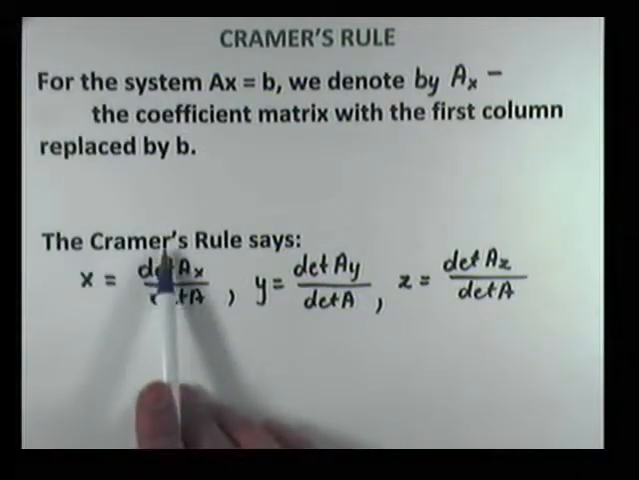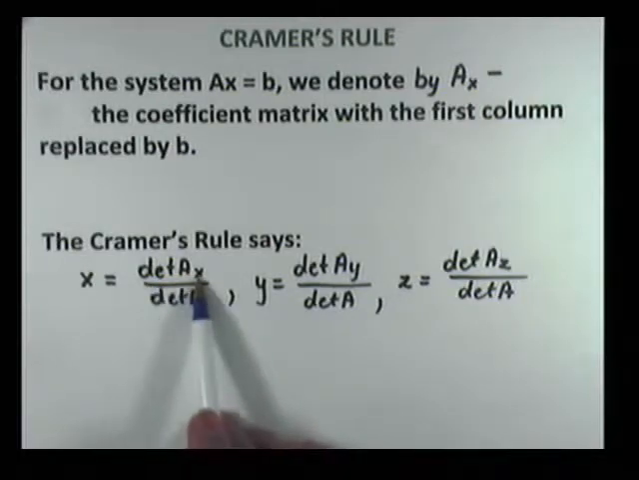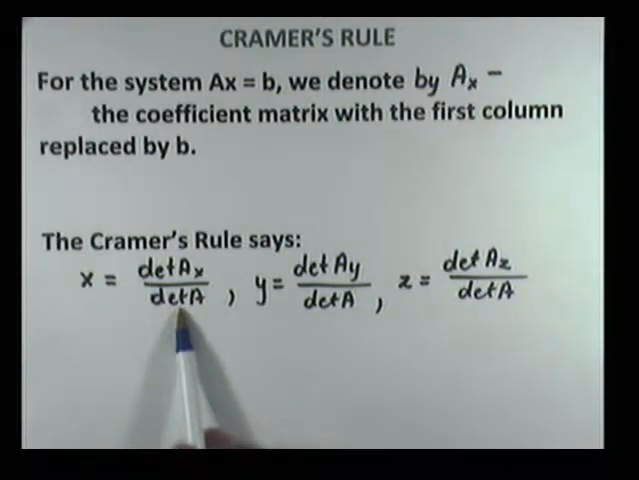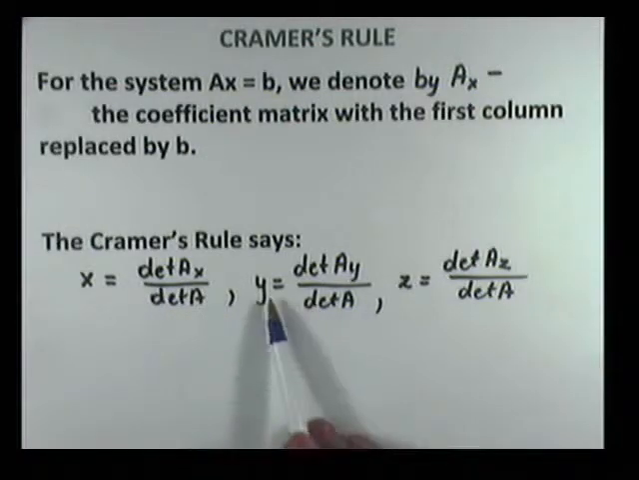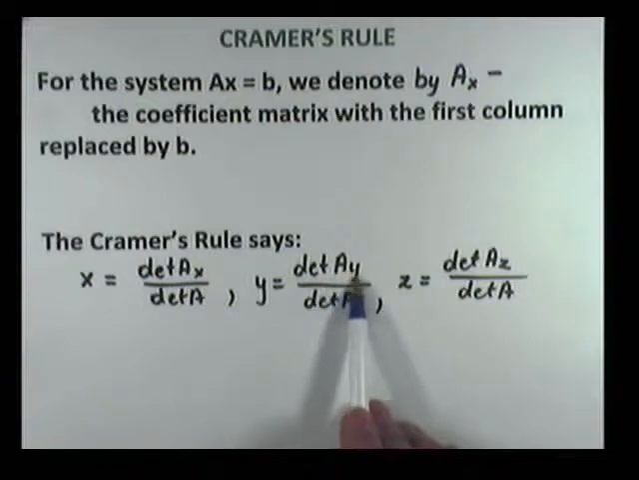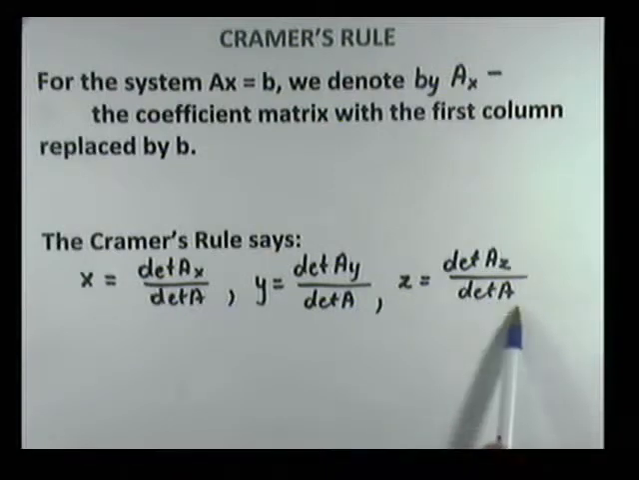So Cramer's rule says that x is nothing else but the determinant of A sub x over the determinant of A. Determinant of A is the coefficient matrix. And then y is the determinant of A sub y over the determinant of A. And z is the determinant of A sub z over the determinant of A. Please stay with me, it will be clear on an example.